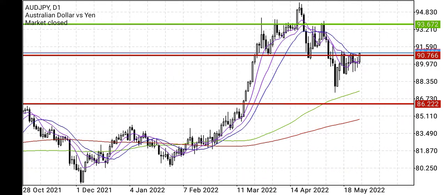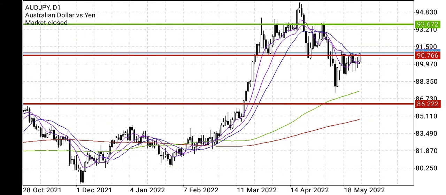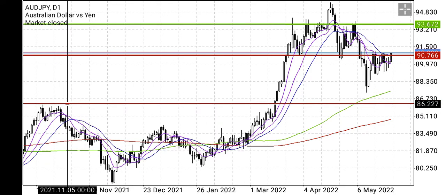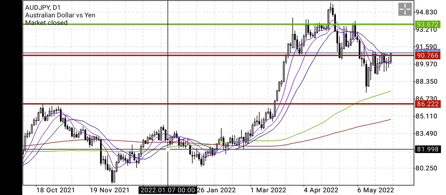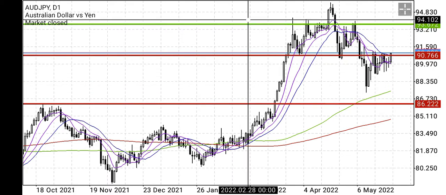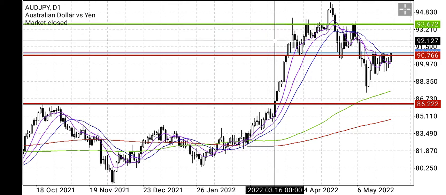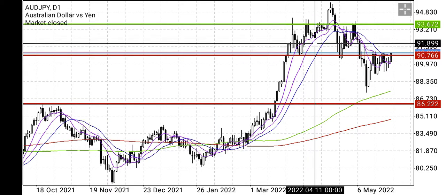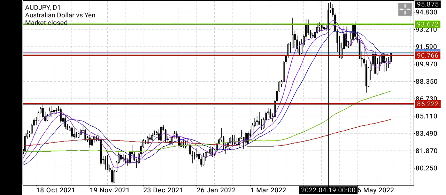the setups. So now this is AUDJPY, and as you can see, the previous resistance level, which is now a support level, was at this point. Then price came down to this point, went up, came down, then eventually got to this point and broke it. Then price kept going up and got to a resistance level at 93.672. Then price came down and the support level was at 90.766. Then price went up again, came down, but eventually broke the resistance level at 93.672.